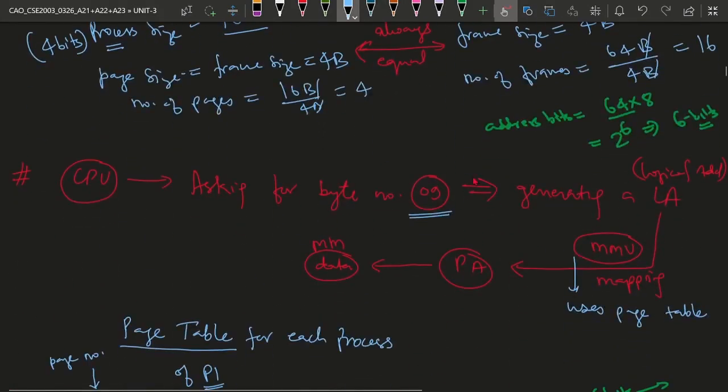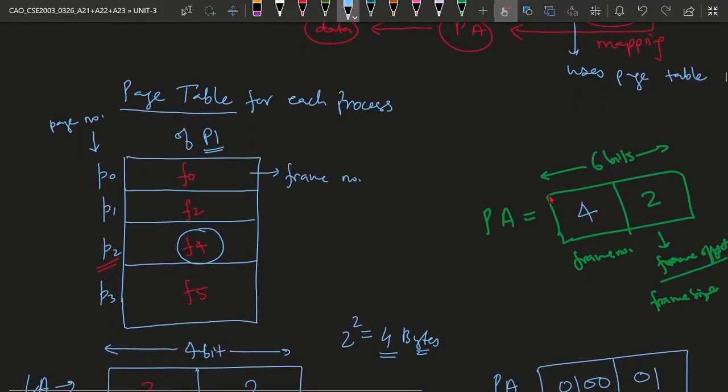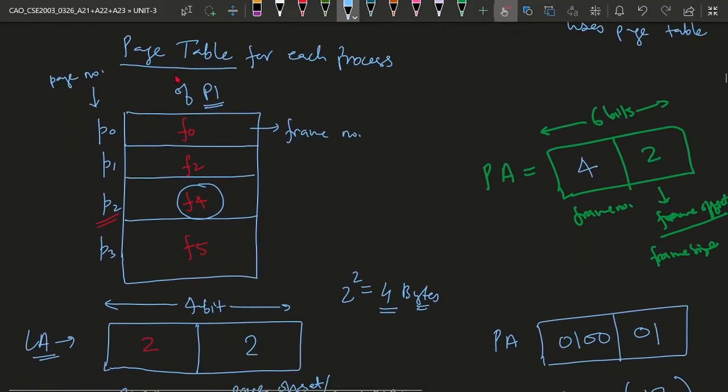So I hope you have got the point of how we convert a logical address to a physical address with the help of a page table. With respect to each process, there is a page table. If there are 3 processes, there will be different page tables P1, P2, P3. For process 1, process 2, process 3, there will be 3 different page tables, and each process will have page numbers starting with P0, P1, P2, P3 and so on.